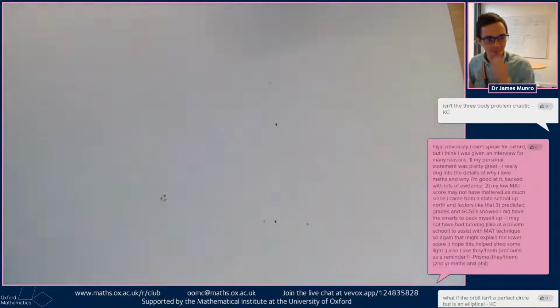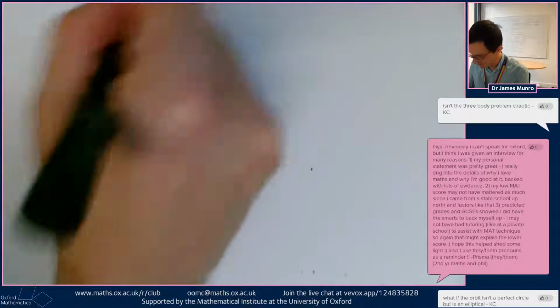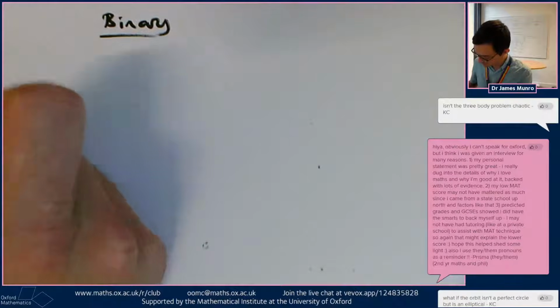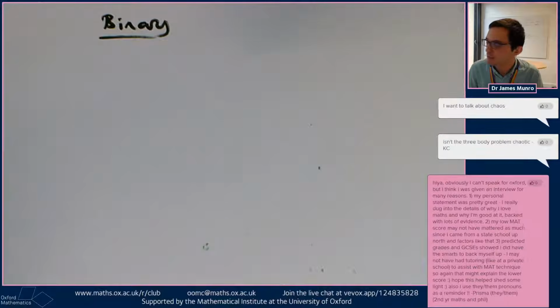Right, let's do another problem, because I got an email from Alfie on the Maths Club email address. Alfie's been thinking about binary, so we're going to do a quick revision session, or maybe a learning session, on binary. Binary works like this. You know how decimal is all about multiples of 10.